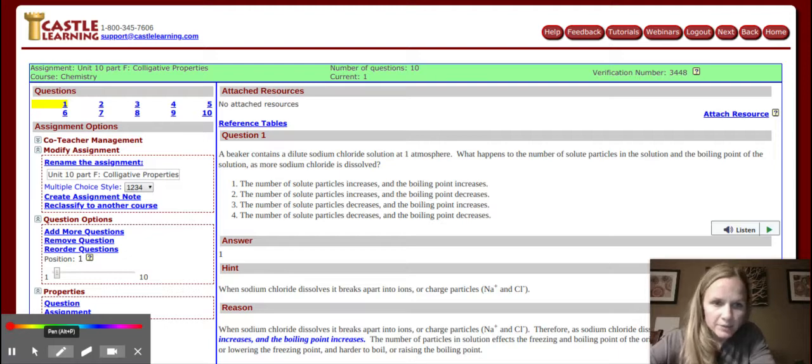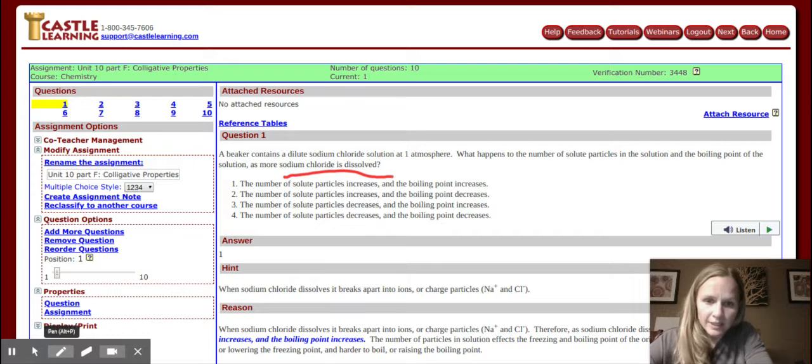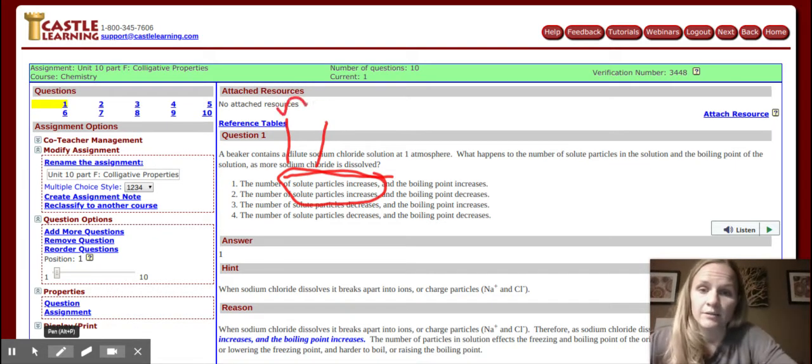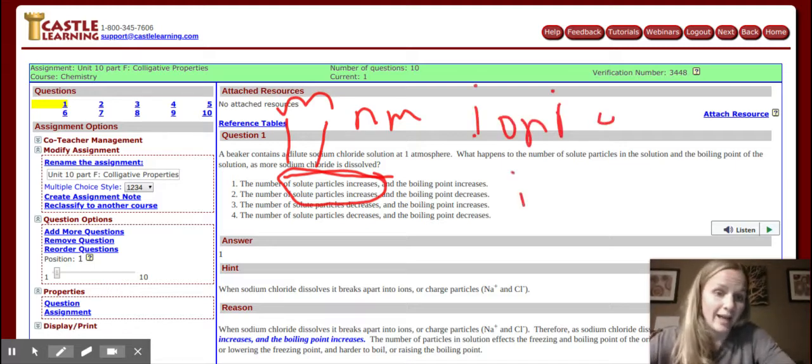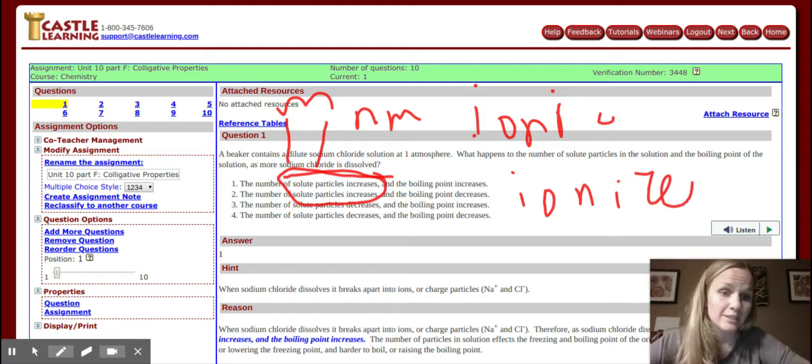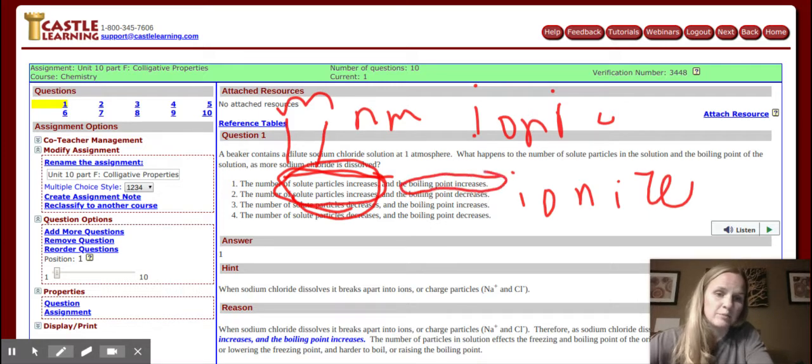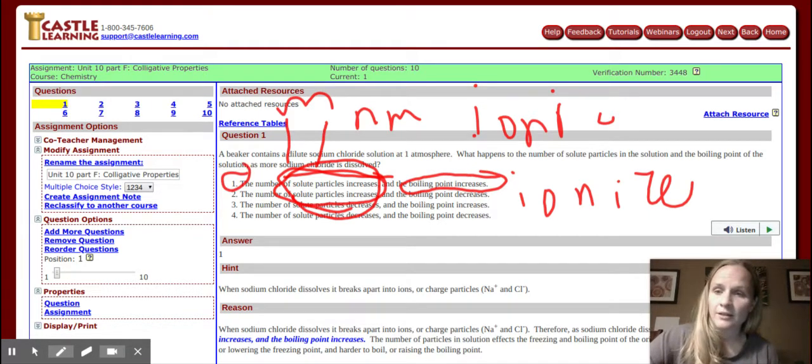This one says, what happens to the particles as sodium chloride is dissolved? You want to say that it's ionic. It's sodium and chloride, a metal and a nonmetal, which makes it ionic, which means it will ionize. It'll break into ions, into pieces. So there should be more pieces here. And when you put more pieces in something, the boiling point goes up and the freezing point goes down. So we're going to pick that choice right there. All right, on to the next question.